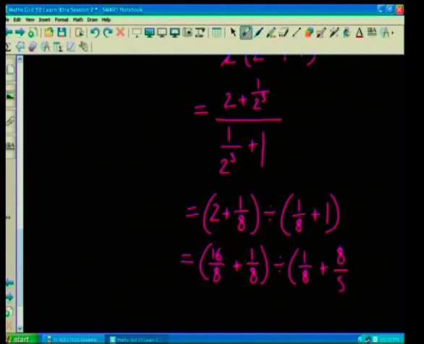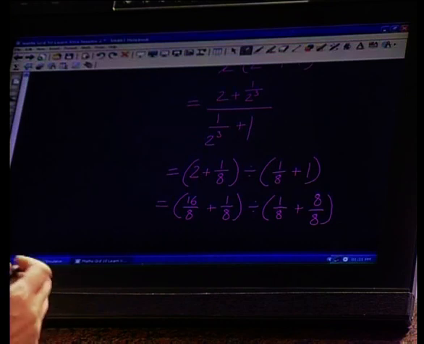Remember, if you don't do BODMAS, you don't pass, so you must finish what's in the brackets first before moving on to the divide.